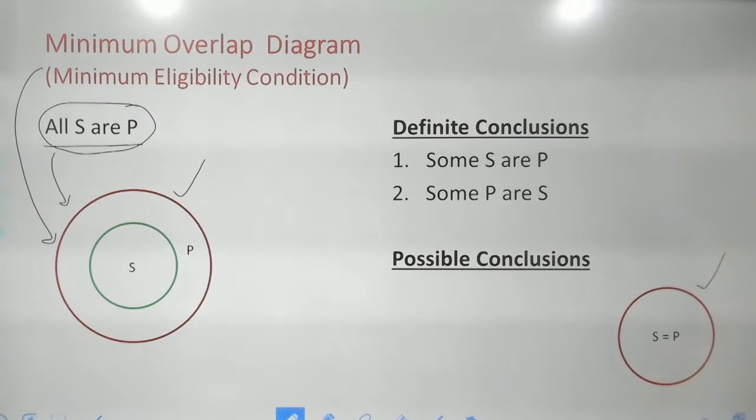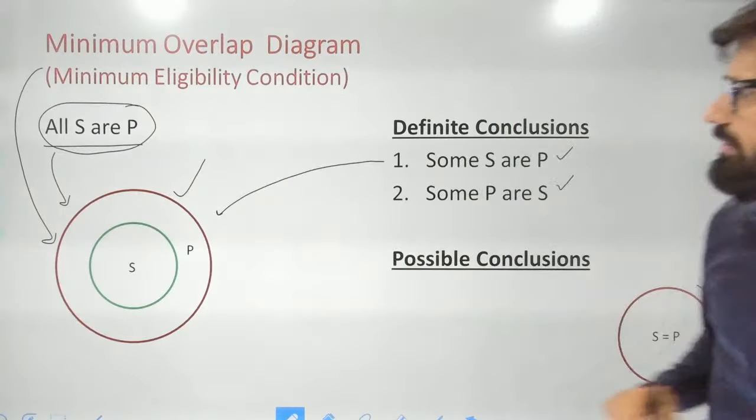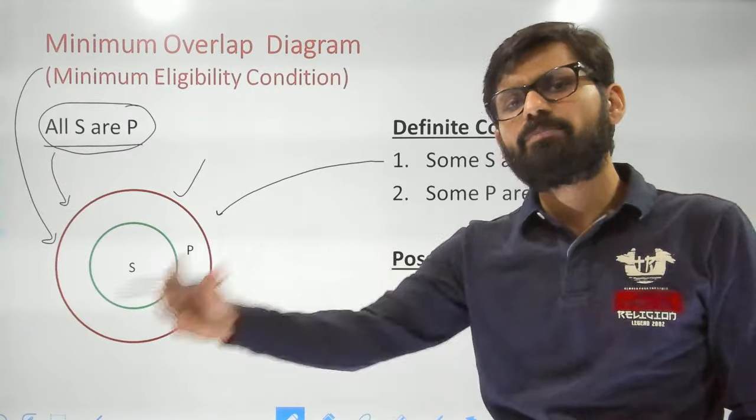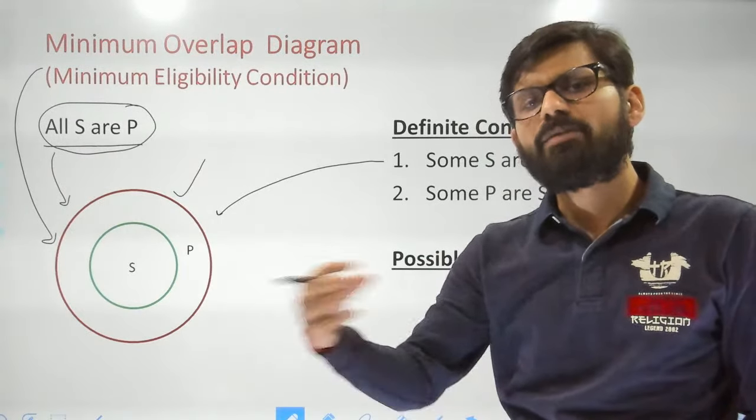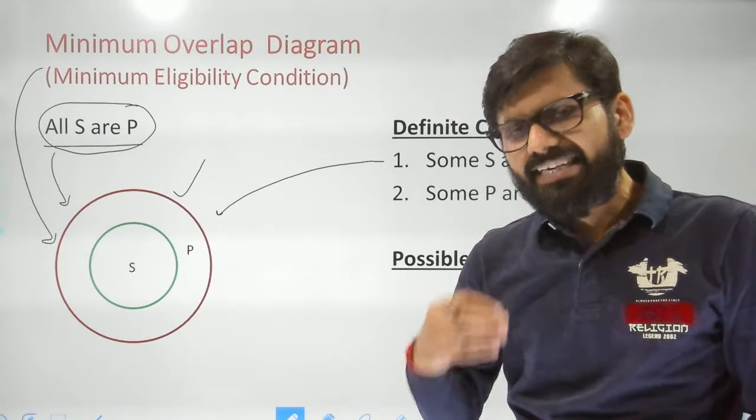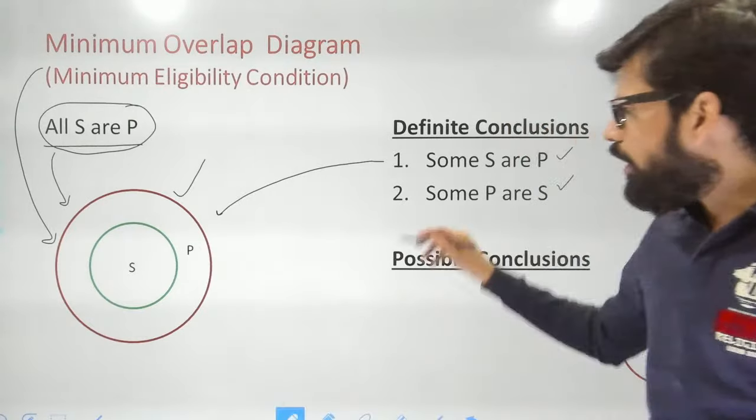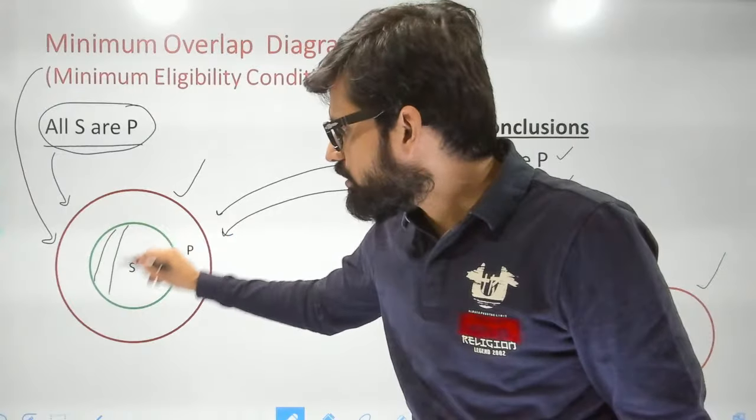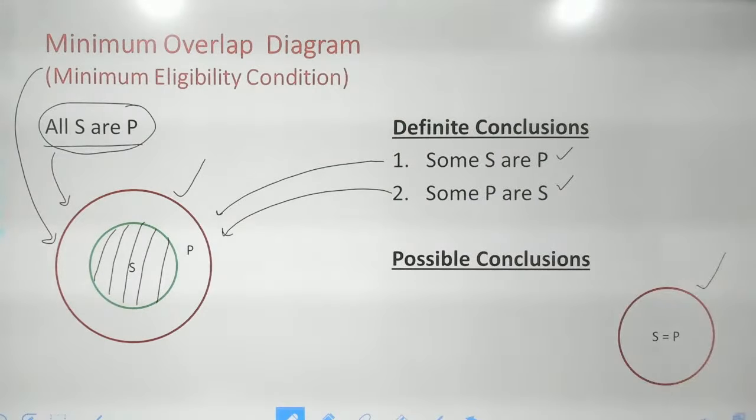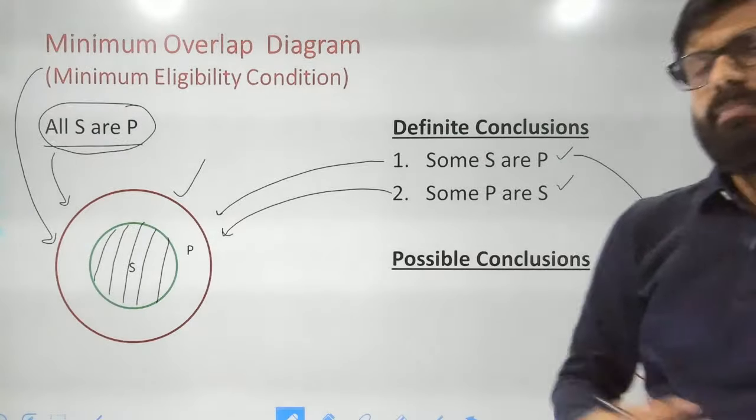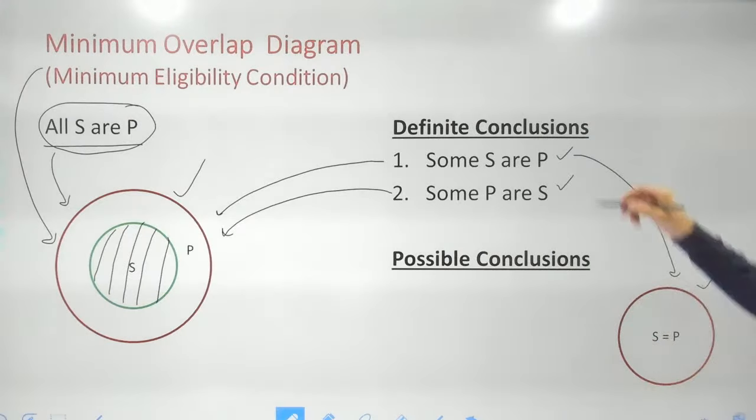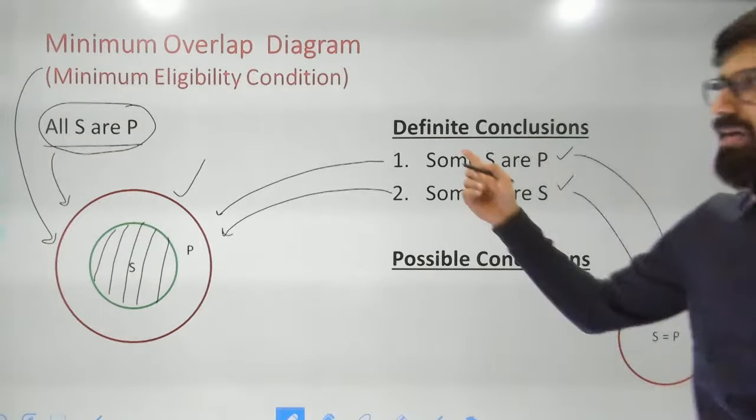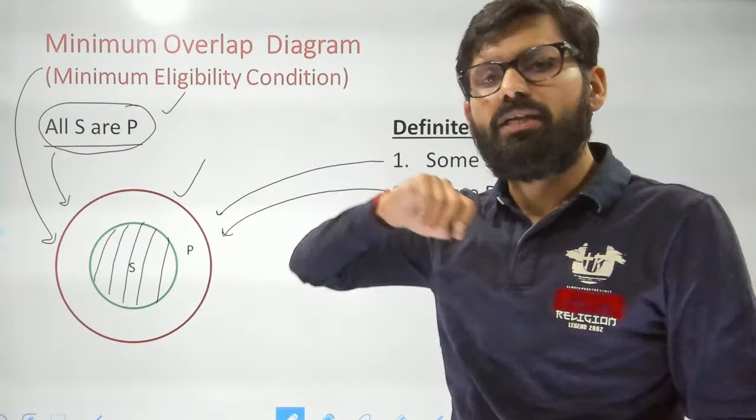Now, if you look at these two statements, some S are P and some P are S. If you look at this diagram, some S are P follows here. If all S are P, then obviously some S are P. If it is given to us all S are P, it necessarily follows some S are P, no doubts there. And obviously some P are S, this is the portion where S and P overlap, right? And if you look at this diagram again, all S are P, obviously some S are P follows here, and some P are S also follows in this diagram on the right. So these become our definite conclusions from this statement, all S are P, right?